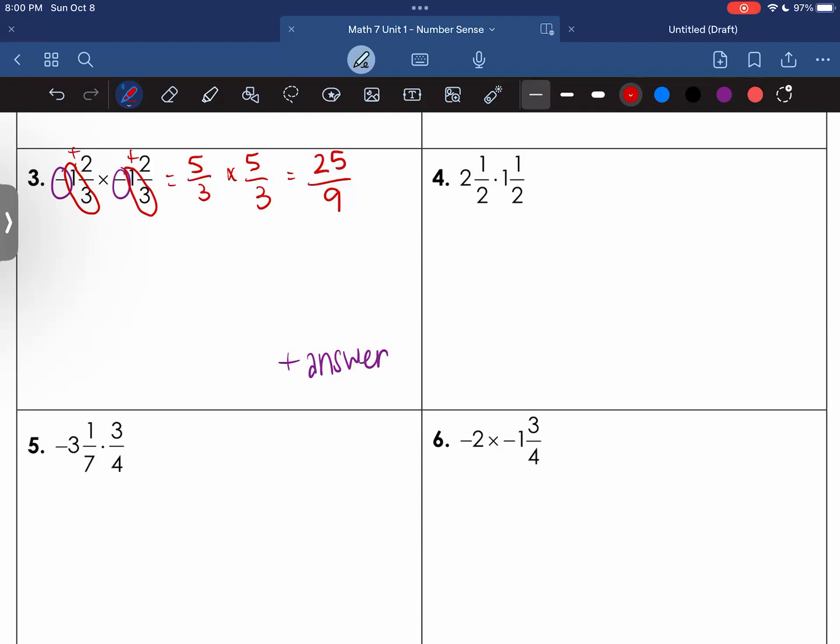Now again, we can't do any simplifying, so we can just finalize our answer by writing it as a mixed number. So 25 divided by 9. 9 goes into 25 2 times with 7 left over. So that was our final answer, and like we said, it is a positive answer. Go ahead and try to do numbers 4, 5, and 6 on your own.